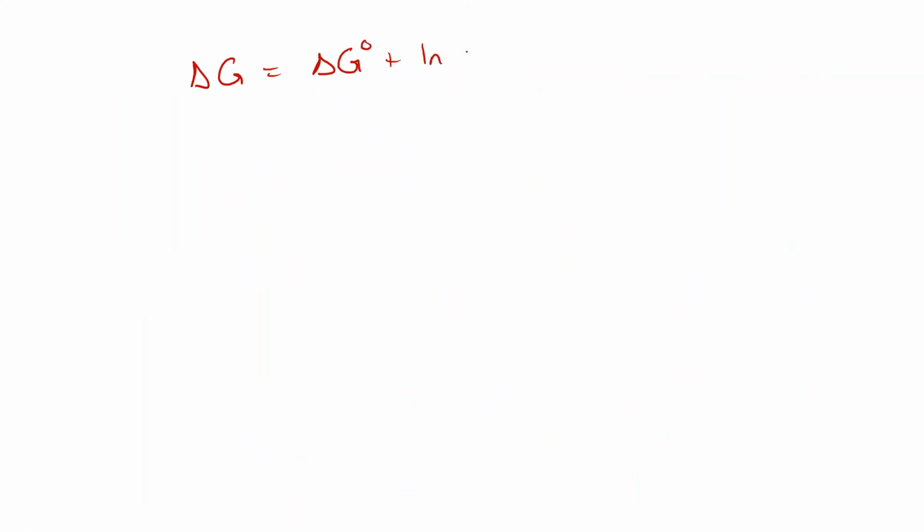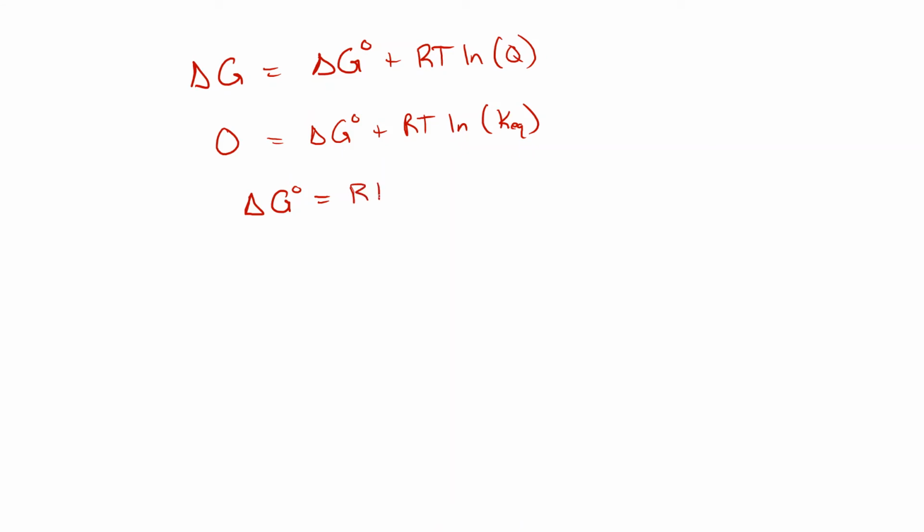So let's plug in, oops, I left off my RT. RT ln of Q. Let's plug in 0 for delta G, and let's plug in KEQ for Q. So if we put the equilibrium constant in here, we know that delta G is going to be 0. That means that we can now solve for the standard free energy of our reaction. And we're going to put a negative over here. Negative RT times the ln of KEQ.